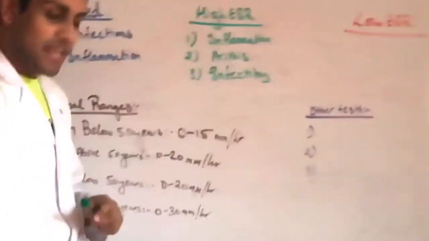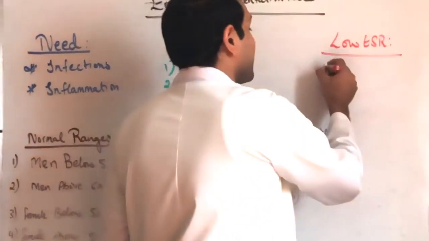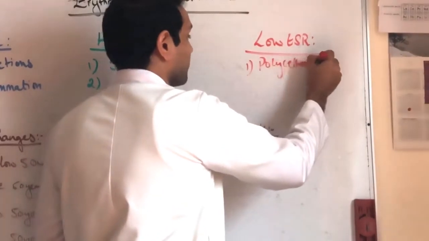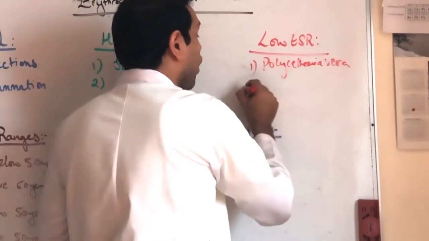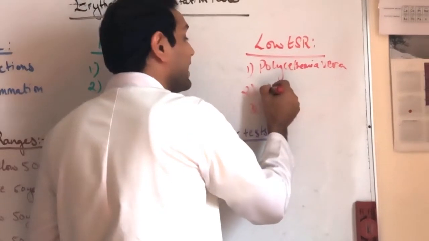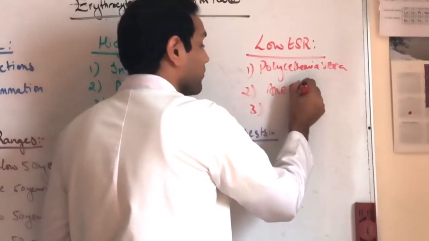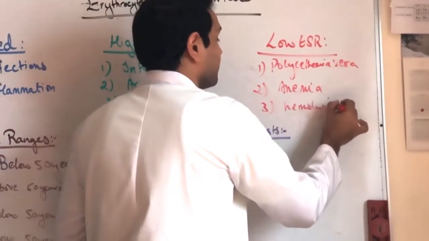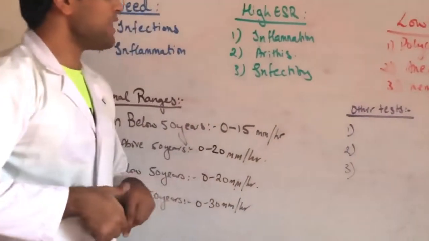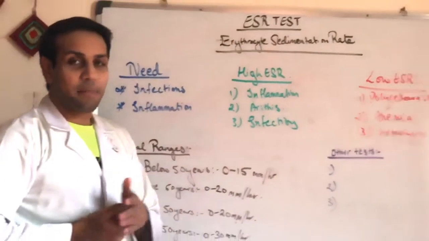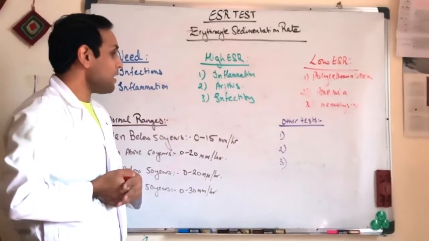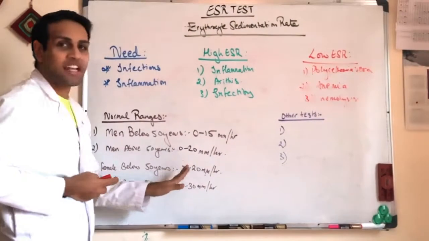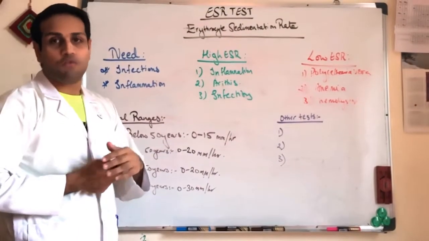A low ESR indicates either you're suffering from polycythemia vera, or you're suffering from any anemia, or there is hemolysis of blood. These are the most common things that can be identified, which will help us to say if you have a high ESR or a low ESR according to your ranges seen after the sedimentation for a 1 hour period.